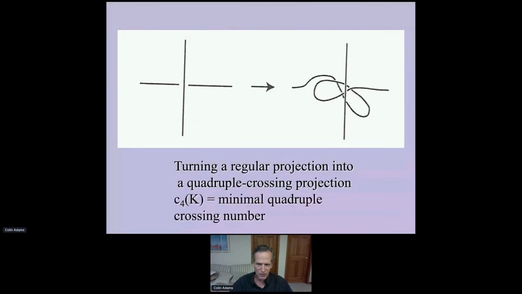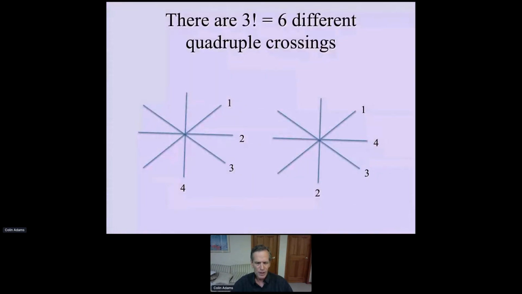And therefore, that means since every knot has a quadruple crossing projection, you can define the quadruple crossing number to be the minimal quadruple crossing number over all quadruple crossing projections of the knot. The one difference here is there are more different types of quadruple crossings. You'll remember in the case of double crossings, we had TMB and BMT, there were 2. But now, in fact, there are 6 different quadruple crossings. And interestingly enough, they have different properties.